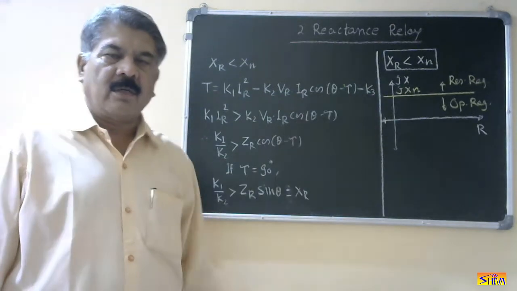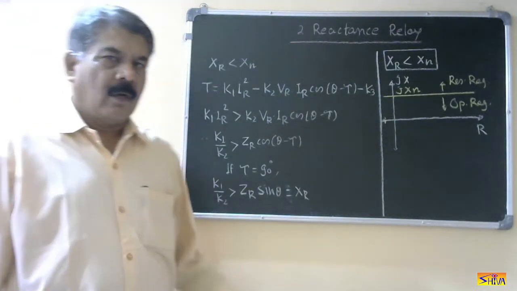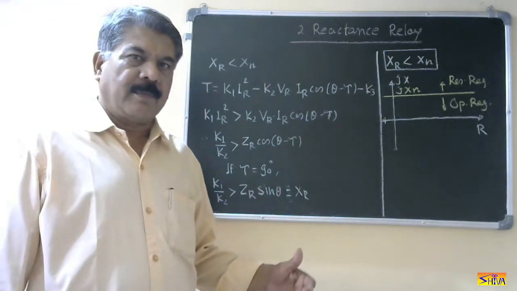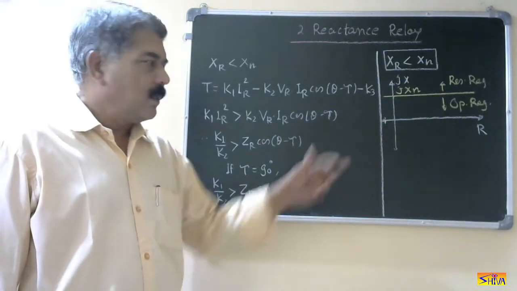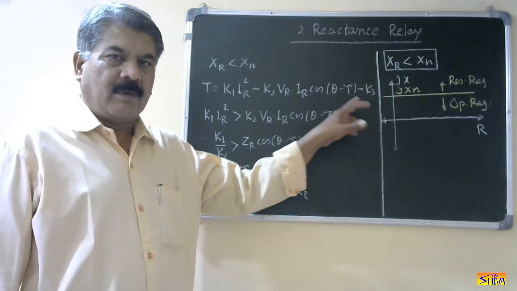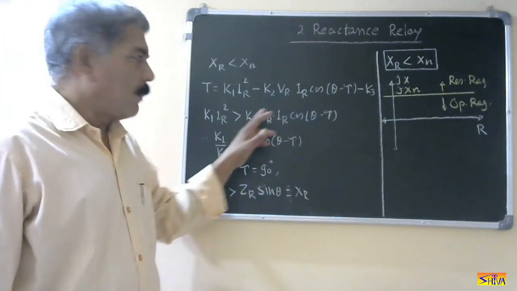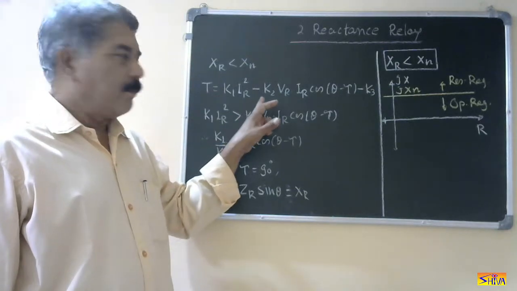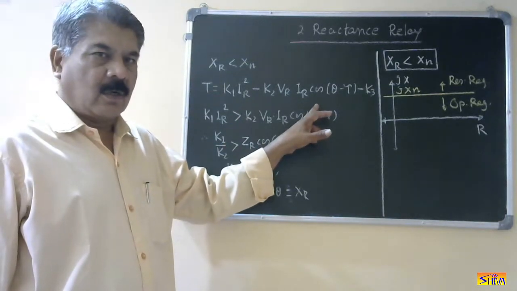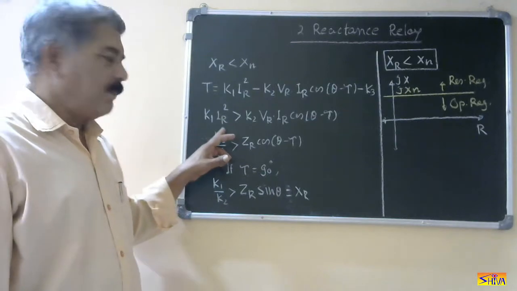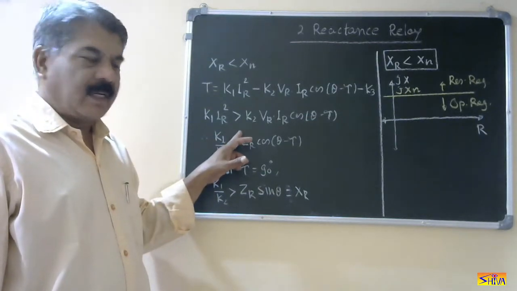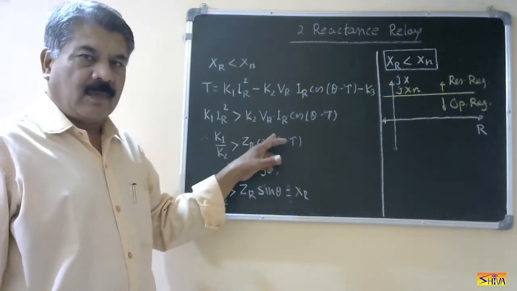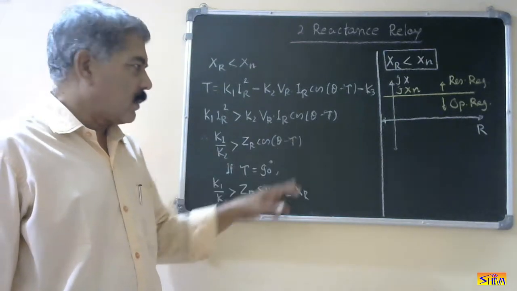Now, for simplification, we ignore this spring effect because it is very small. So the operating condition will become when the operating torque becomes more than the restraining torque. The operating condition will be K1 IR square should be greater than K2 VR IR cos theta minus tau.